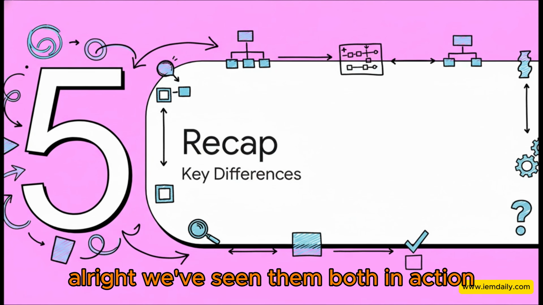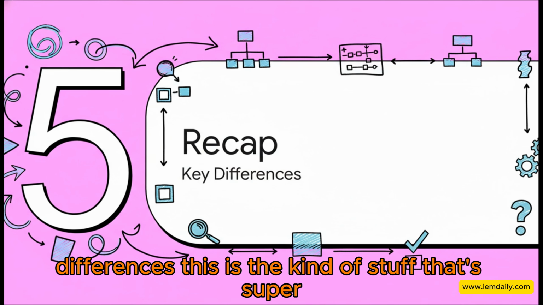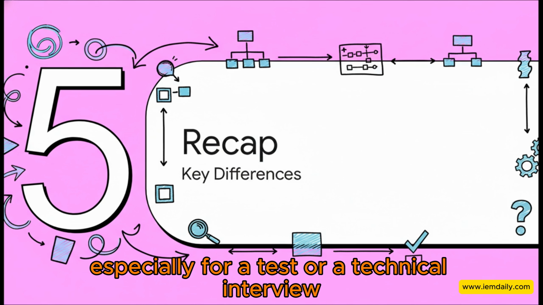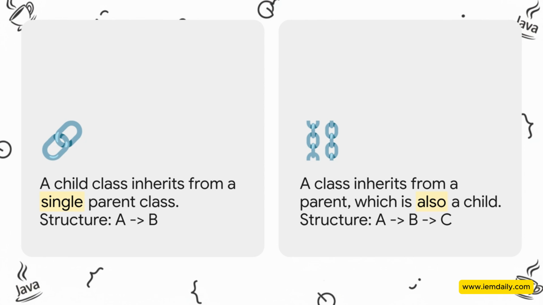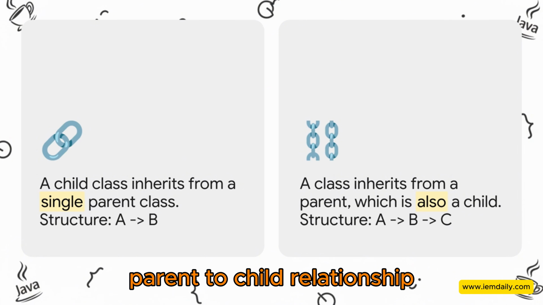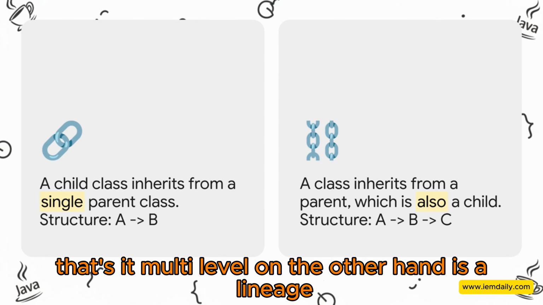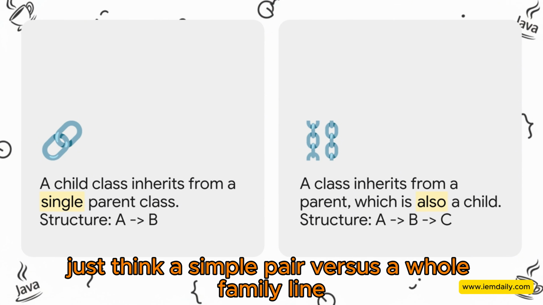All right, we've seen them both in action. Let's take a second to really nail down the key differences. This is the kind of stuff that's super important to have crystal clear in your head, especially for a test or a technical interview. The bottom line is all about the structure. Single level is just a direct parent-to-child relationship. Class B inherits from Class A. That's it. Multi-level, on the other hand, is a lineage. It's a chain. C inherits from B, which inherits from A. Just think, a simple pair versus a whole family line.